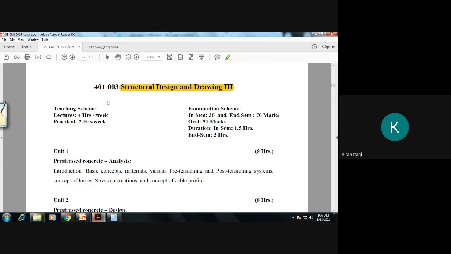So in SD3 it is around 30 marks for INSEM, and ENDSEM will be around 70 marks, and oral is there. Keep it in mind, oral of 50 marks, where we will be given some sheet work, term work is there, and also we will conduct oral. With respect to that, we evaluate this 15 marks. So it is not term work, keep it in mind. Term work is completely different from the oral. So coming to the very first unit, that is pre-stressed concrete and analysis.